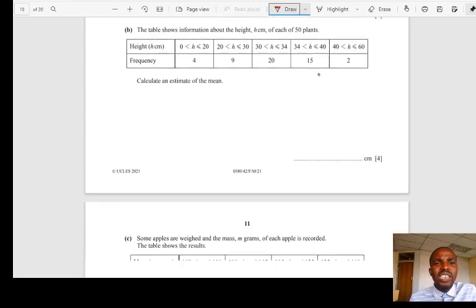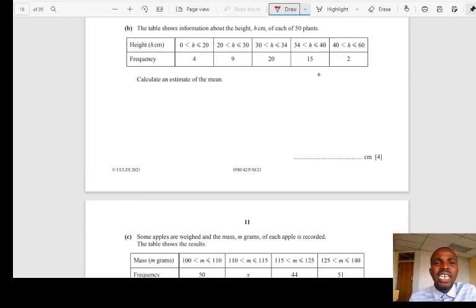The table shows information about the height, h centimeters, of each of 50 plants. Calculate an estimate of the mean. So this one is grouped data. With grouped data, first thing first, you have to find the midpoint.